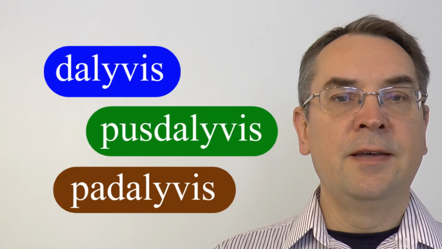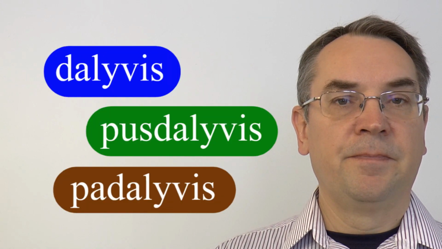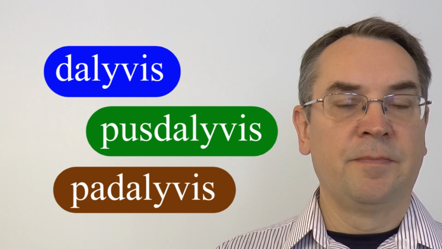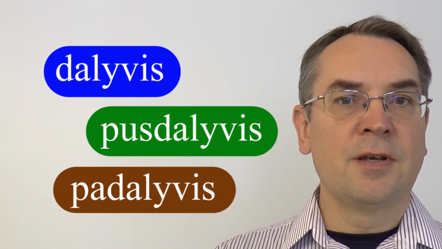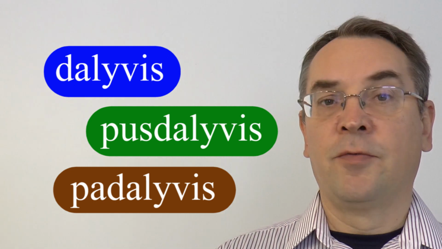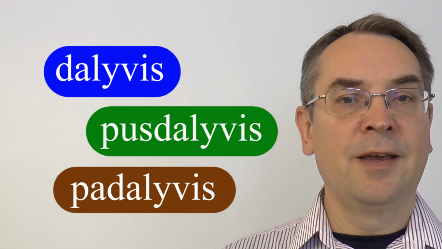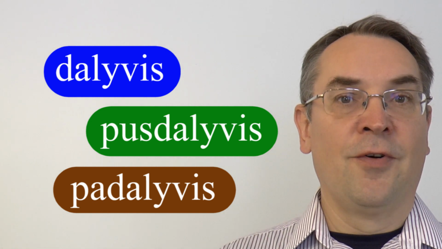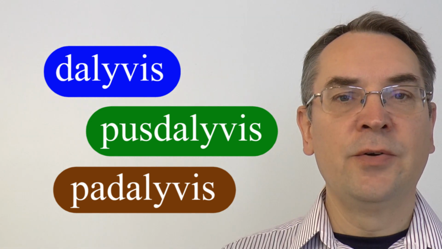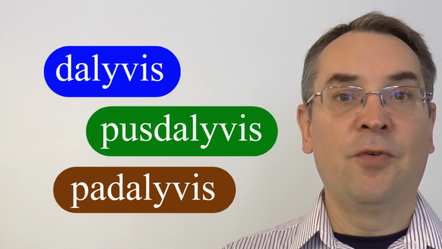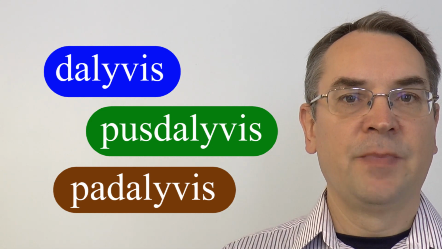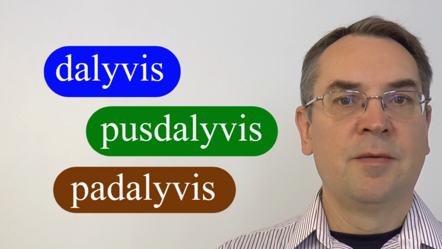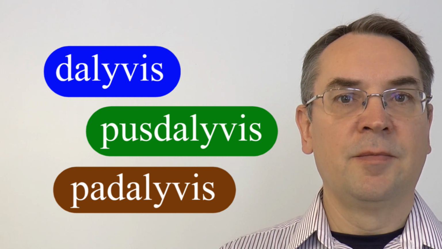Today we are going to talk about participles. Dalyvis, it's participle. In English, I know that there are two forms of participles. In Lithuanian language, there are 14 forms of participles. We are going to learn only about 3 forms of participles. Dalyvis means participle and participant.